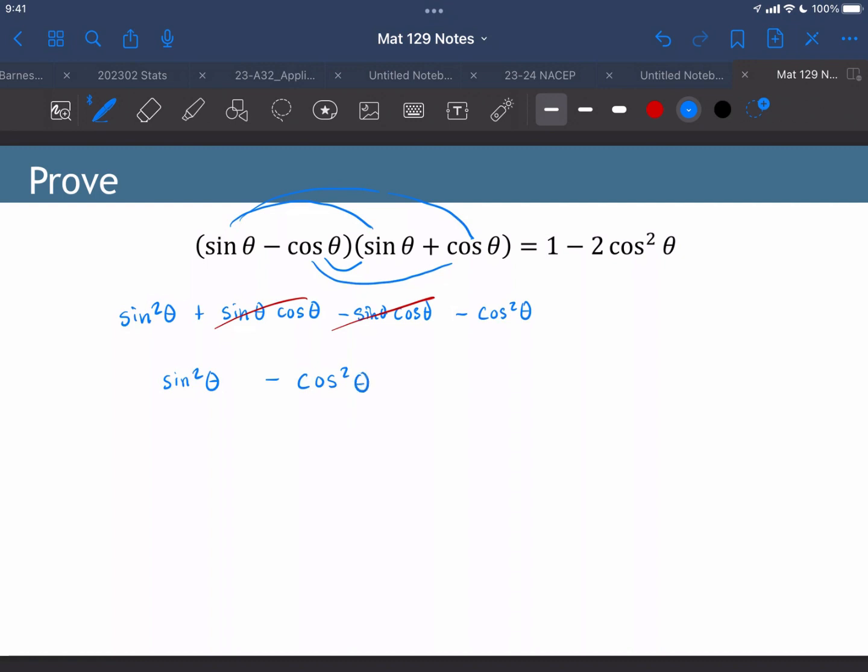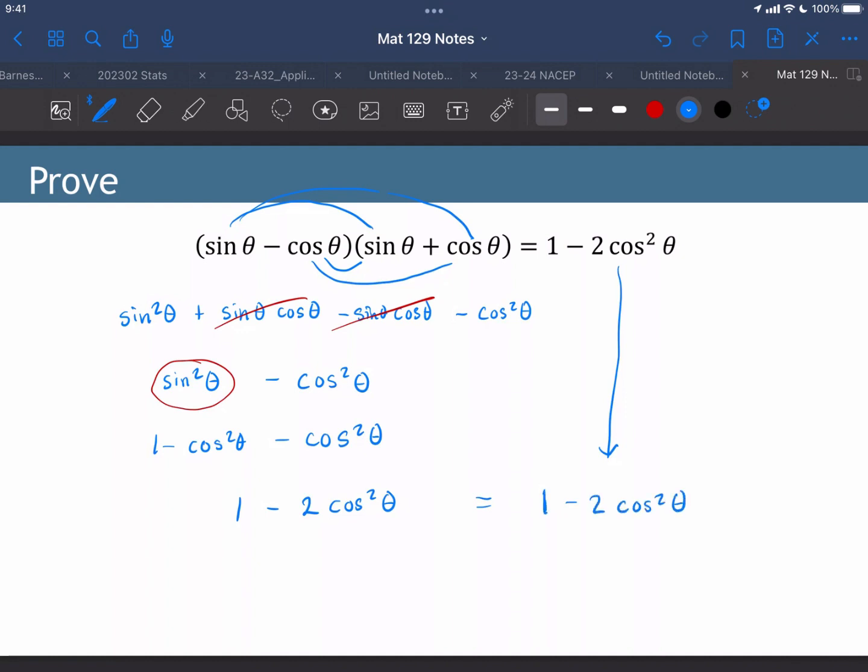And I know I need to end up with some cosine squared stuff, so that motivates me to go, hey, can I change that into cosine somehow? And of course I can. So sine squared theta is equal to 1 minus cosine squared theta. And there you go, I got it. And now there's two of them, and 1 minus 2 cosine squared theta, and that is equal to my right side. So there you go, identity proven.